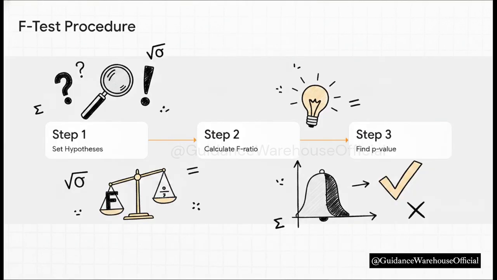Let's make this concrete with an example, breaking it down into 3 straightforward steps. Step 1, we set our null and alternative hypotheses. Step 2, we calculate the test statistic, that's our F ratio. And step 3, we find the p-value and draw a conclusion. We're going to solve that real-world grading mystery right now using these exact steps.